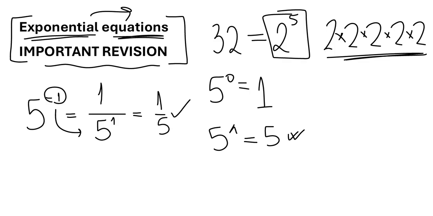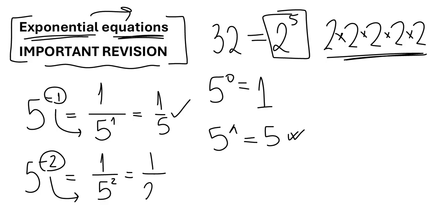Alright, that means if we have 5 to the power of negative 2, it will be 1 over 5, and then we copy the exponent to make it positive. 1 over 5 to the power of 2, which is equal to 1 over 25.